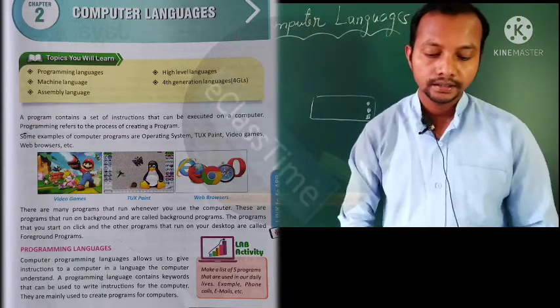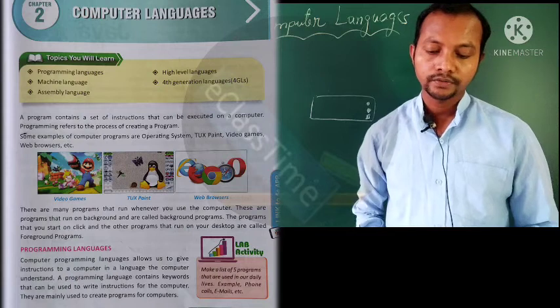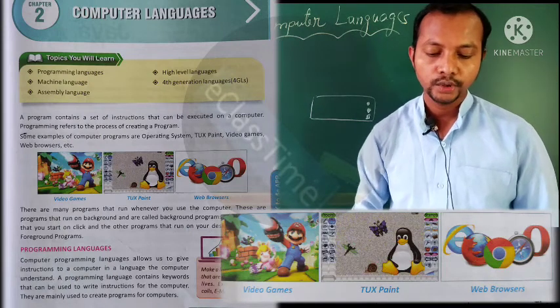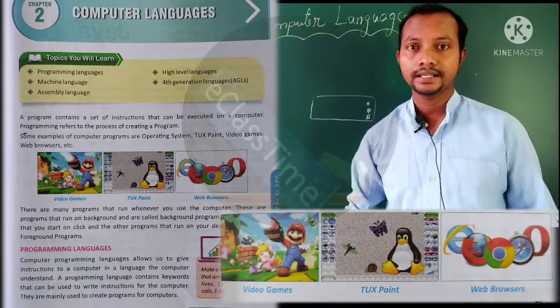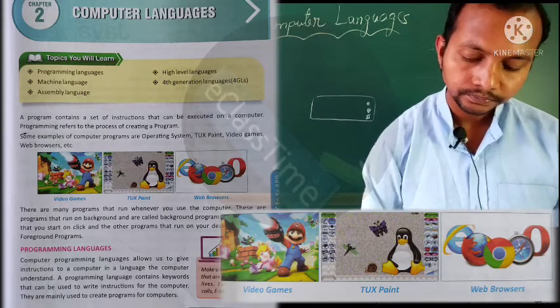Now there are some examples given in your book. Programming for operating systems like Tux Paint is given, video games and web browser. These are the examples given. Dear friends, you can see it on the screen itself.